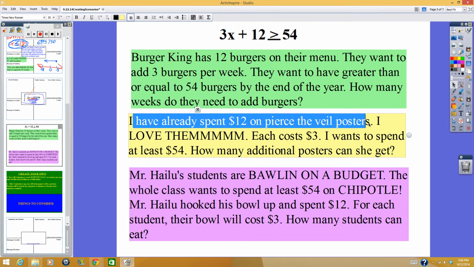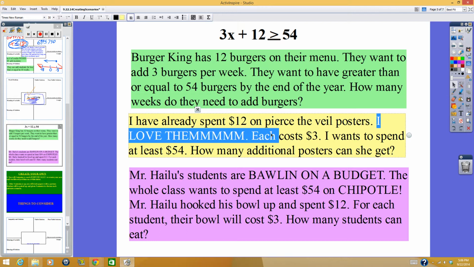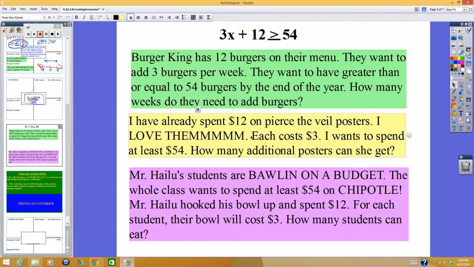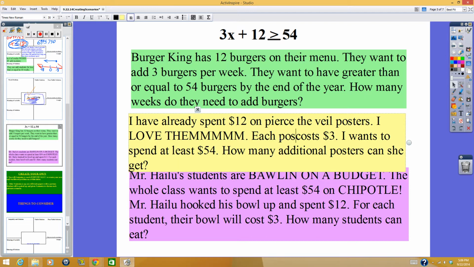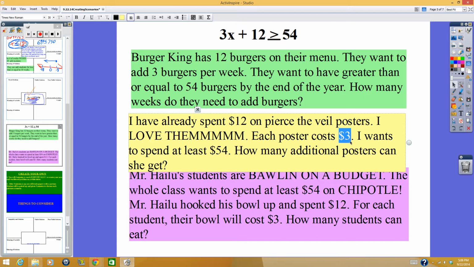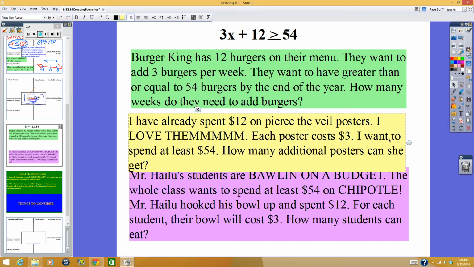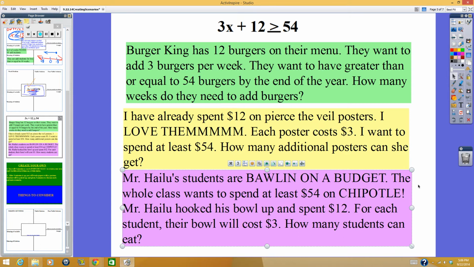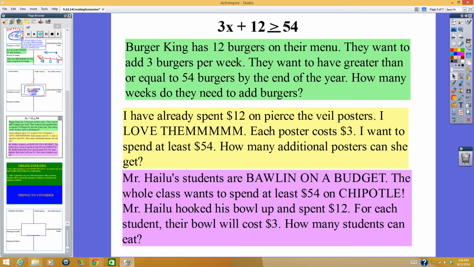This one over here: I have already spent $12 on Pierce the Veil posters. They're banned. And this girl was like, I love them. I'm going to change this to: if each poster costs $3, and I want to spend at least $54, how many additional posters can she get? If you feel like reading this one, it's ridiculous, but you can read it.